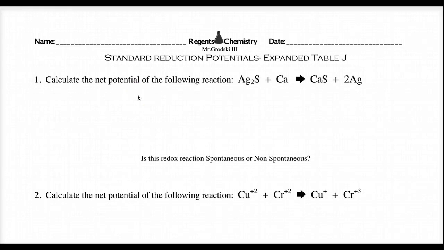In this little lesson, I'm going to review how to use net potential tables and how we can also use table J to answer the same questions. So we get to this question here where it says calculate the net potential of the following reaction. Now in table J, you cannot calculate the net potential. You can tell if it's spontaneous, which means the reaction works, or non-spontaneous, which tells you the reaction does not work. You cannot calculate the net potential, but you can tell me very quickly if in fact it is spontaneous or not. But quickly, let's figure out the net potential.